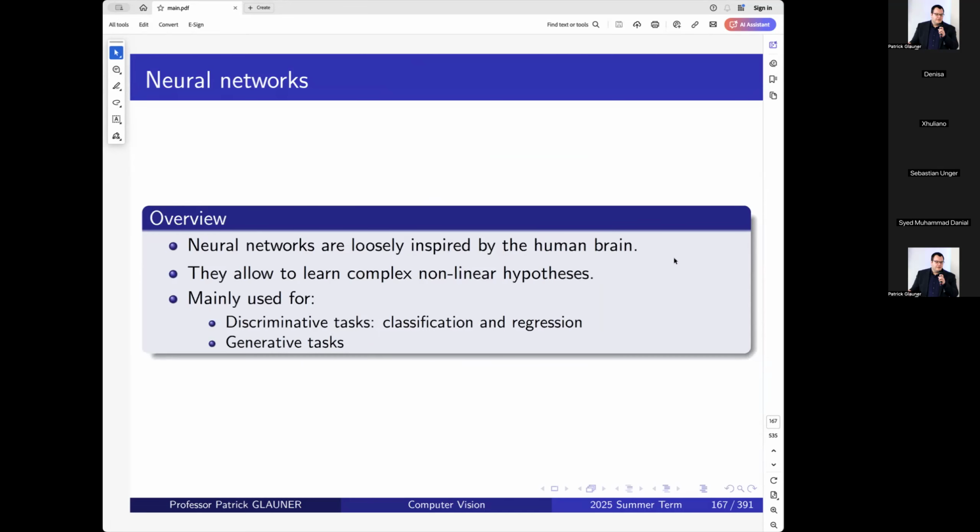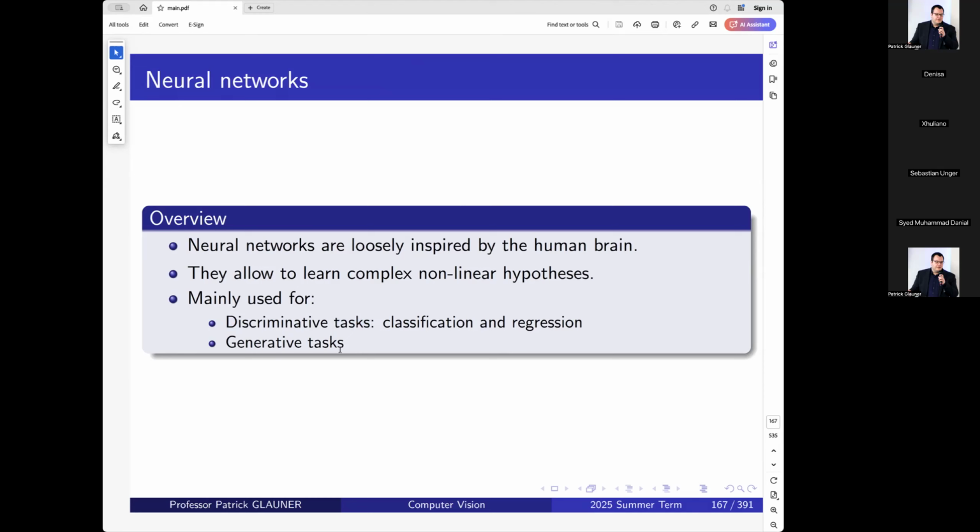So these neural networks, they're very helpful because they allow us to learn very complex patterns, in particular, complex nonlinear hypotheses. So this is something that is super helpful if you have very complex classification problems. And these neural networks are mainly used for discriminative tasks. So discriminative tasks would mean classification or regression.